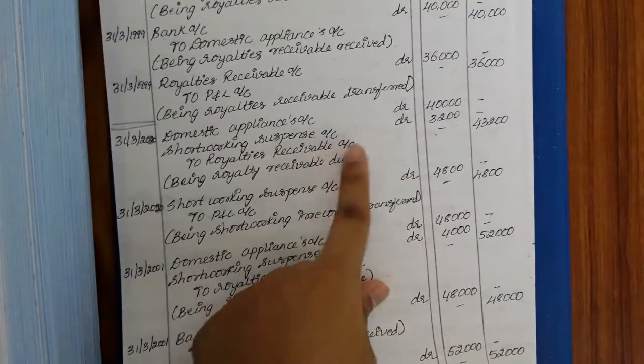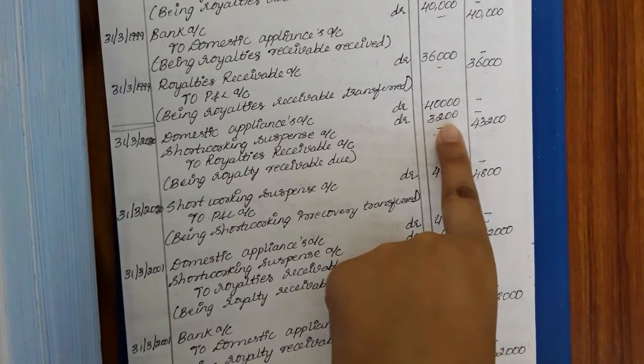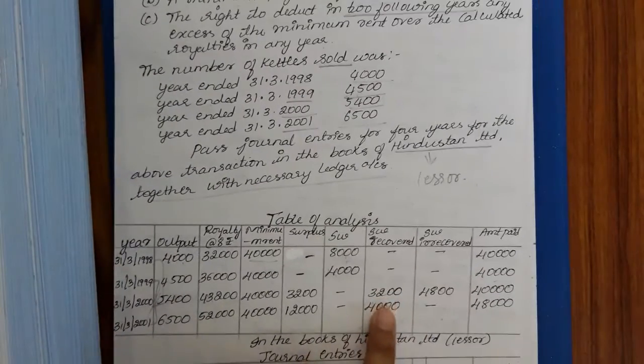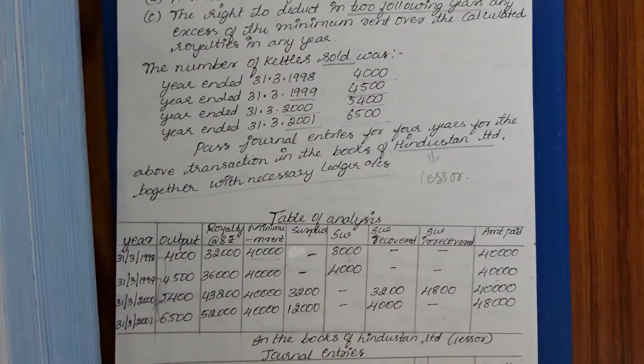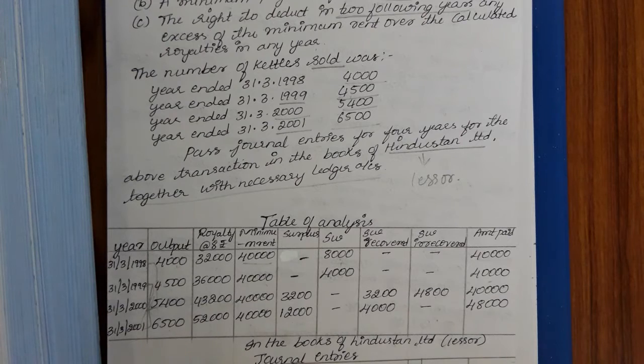And what is the short working suspense account? That is the money which the lessee recovered. So he has recovered 3,200. The money you transferred to the short working suspense account, from that money you will be paying now. From that money you will be showing it.